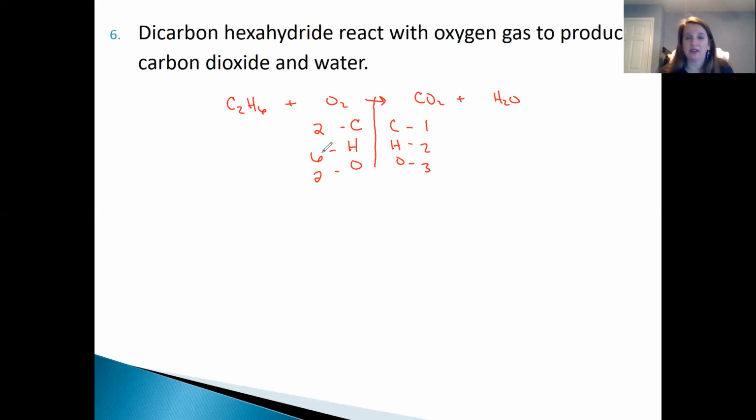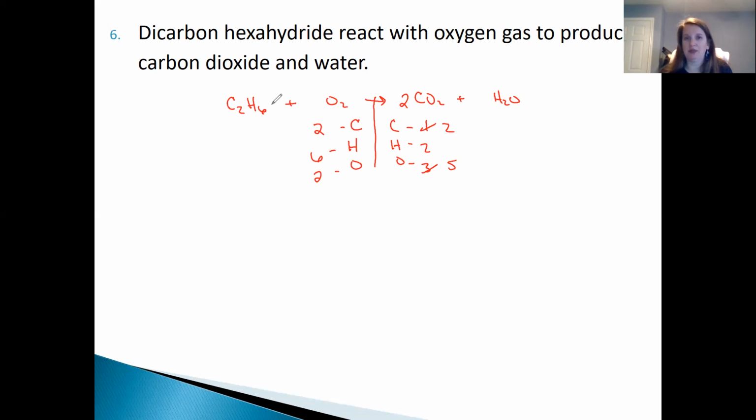So let's go ahead and balance the carbon first. In order to balance the carbon, I've got 2 on the reactant side and 1 on the product side. So I have to put a 2 here. That changes my carbons to 2, but it changes my oxygens to 5, 2 times 2 plus 1 over here. Now the oxygens we're going to save for last because oxygen appears in both places on the product side. So remember, if it appears in more than one place, we save that for the end.